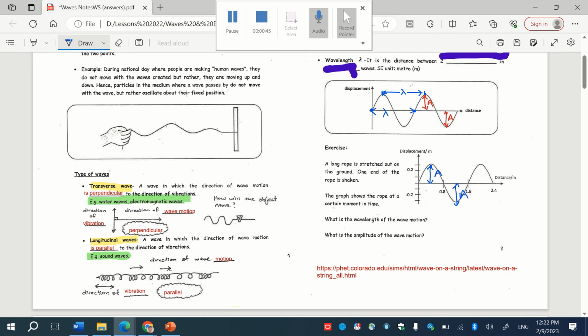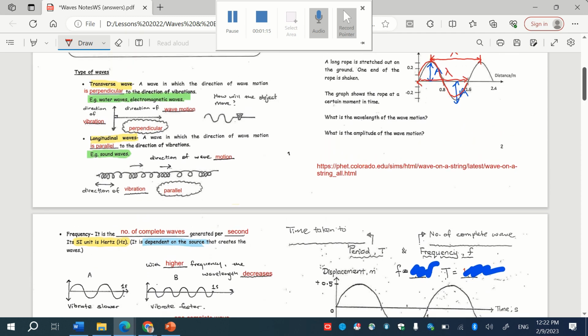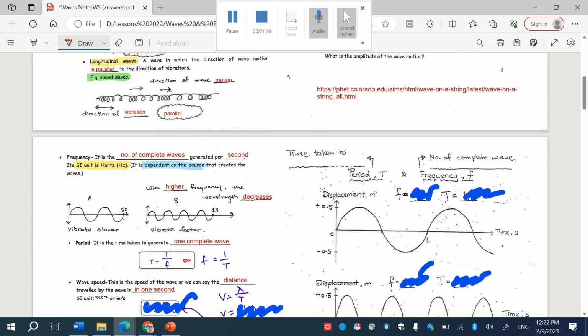That was a recap. And then we also learned about wavelength, which is a measurement of two consecutive points that are moving in the same direction at the same speed. It can be from crest to crest or trough to trough, or one complete letter S, one complete wave. That's the wavelength. Now today we proceed to learn about another two terms called frequency and period.